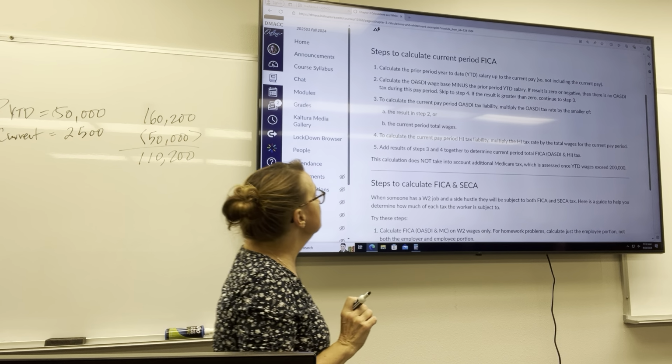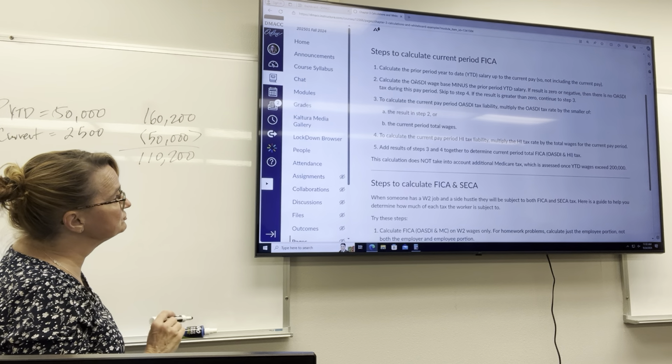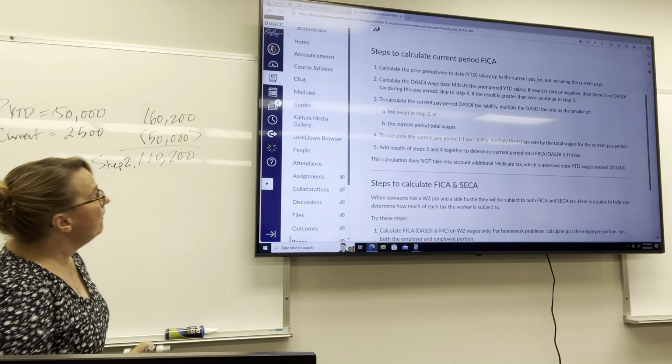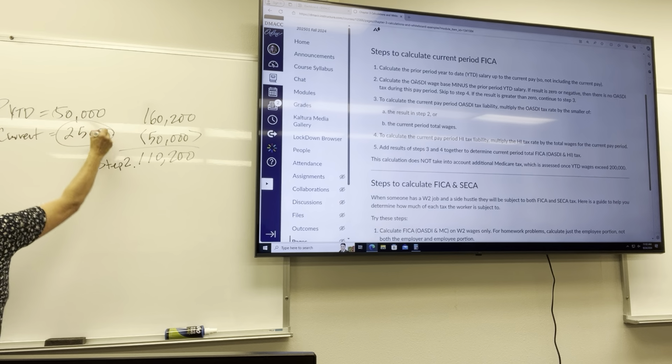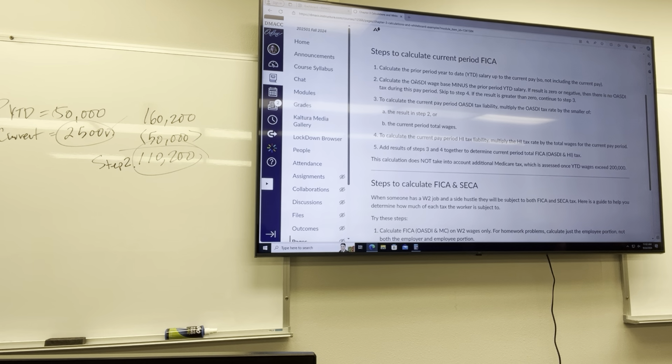Calculate the current pay period OASDI tax, multiply the OASDI tax rate by the smaller of the result in step 2 or the current period wages. The smaller of that is 2,500. So all of that 2,500 is going to be subject to Social Security tax. Makes sense because they're way under that Social Security wage base, right? Again, all of that 2,500 will be subject to Medicare tax. So let's do another one.